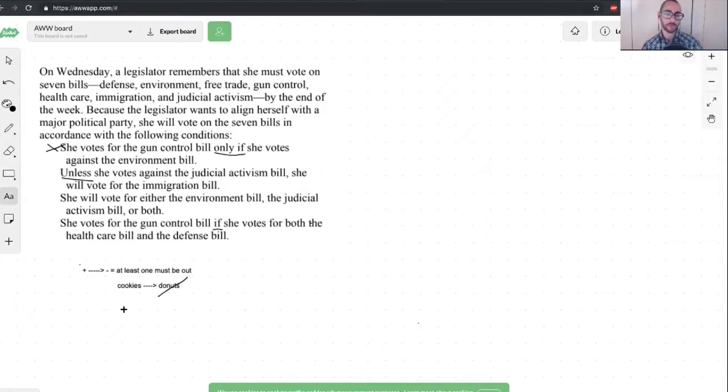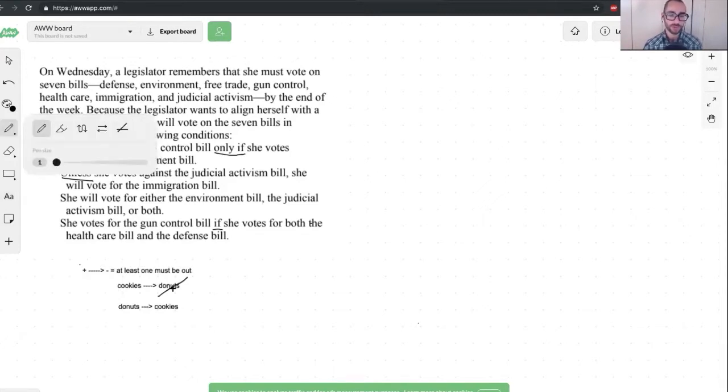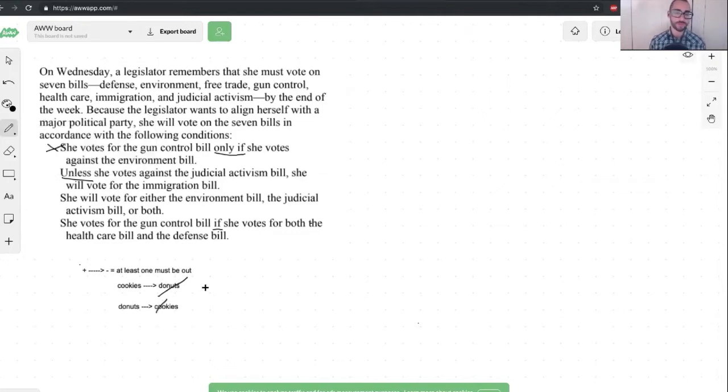So the contrapositive requires reversing the order of the variables around the arrow and negating both. So donuts was at the end. Now it's at the beginning. Cookies was at the beginning. Now it's at the end. Donuts was negative before. Now it's positive. Cookies was positive before. Now it's negative. So this is a very important kind of rule. And this is a rule that people typically don't have too much trouble with because for some reason, just innately, it's easier to think of things like this.